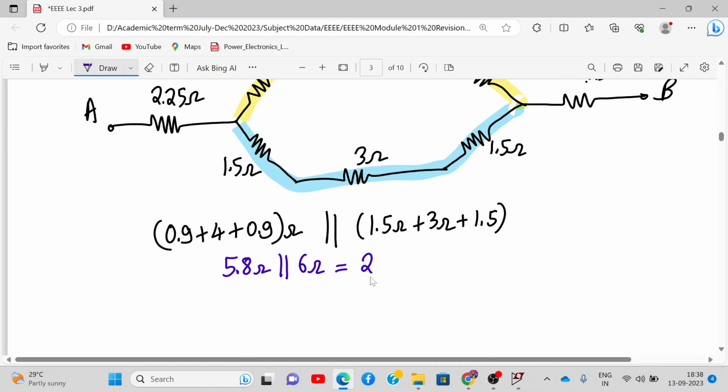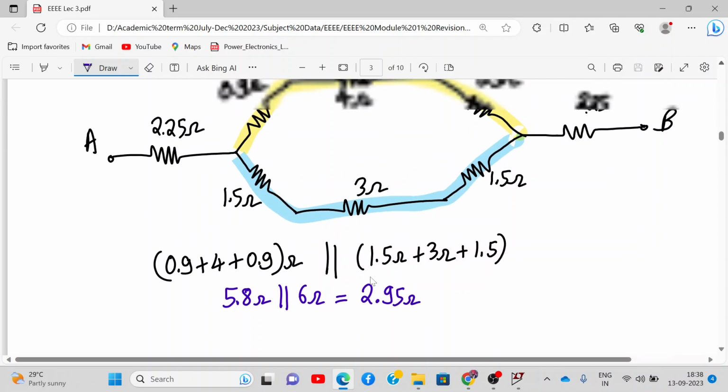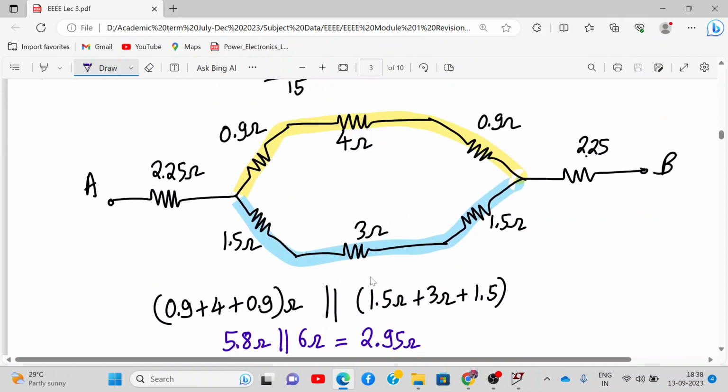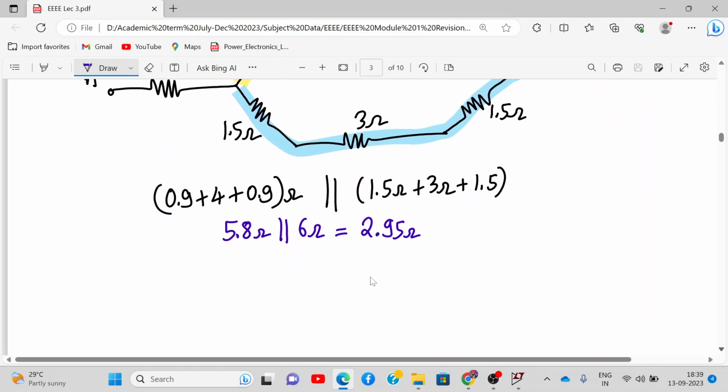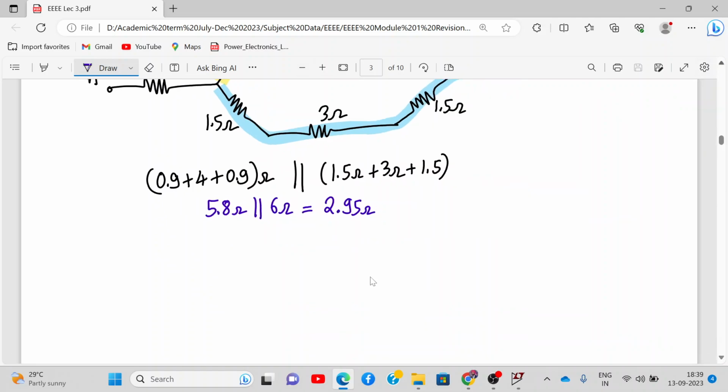Got it? 2.95 ohms. 5.8 parallel to 6 ohms will be 2.95 ohms. So you got it? This yellow color series of resistance will be parallel with this blue color series of resistance. So 5.8 parallel to 6 will be 2.95. Now I'll draw the circuit again.